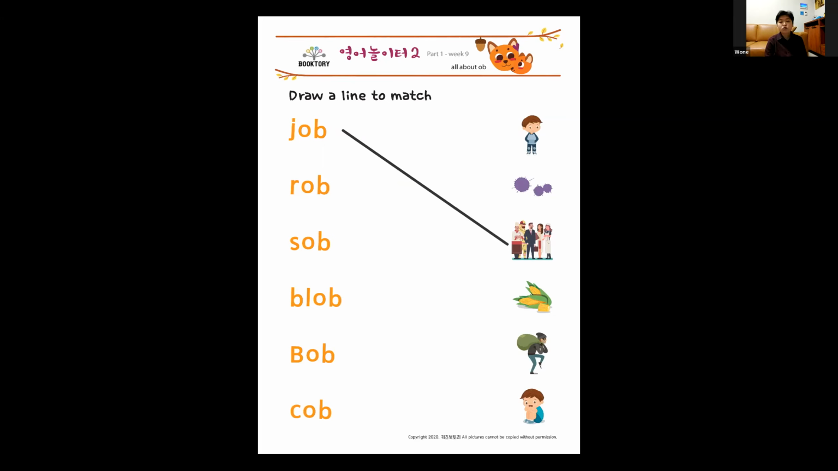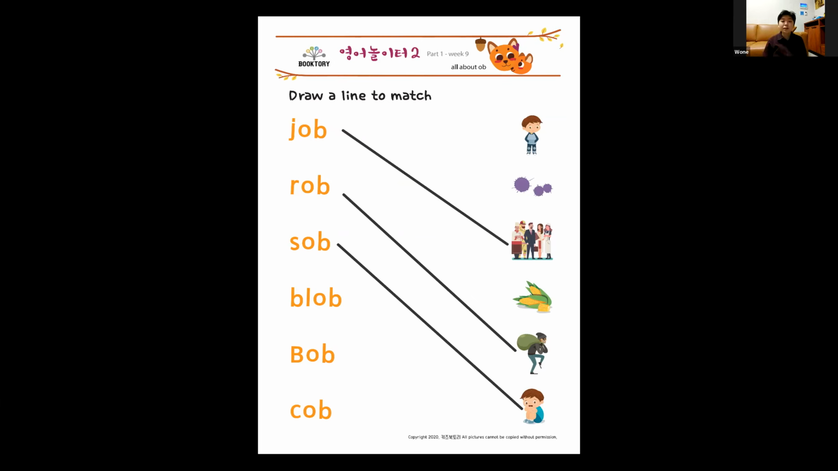The next one is rob. Rob means to steal. Which one of these pictures looks like it's stealing? This man right here is stealing. The next one is sob. Sob means to cry. So I think this one is going to be sob.